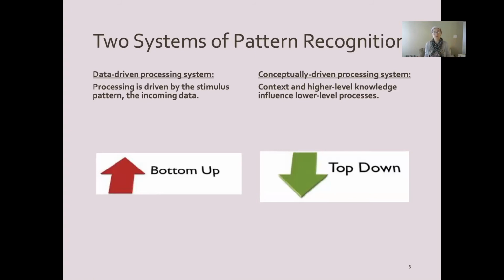A conceptually driven processing system is also called top-down processing. That is when we notice the big picture first. Based on stuff that we already remember, we fill in the gaps, and we end up seeing what we expect to see, basically, because we already know that what we're seeing fits a certain pattern. So we use context and higher-level knowledge to influence lower-level processes.